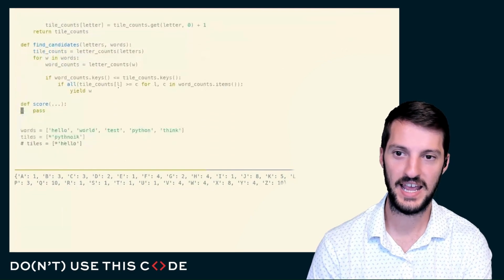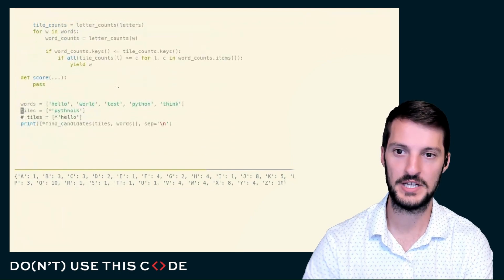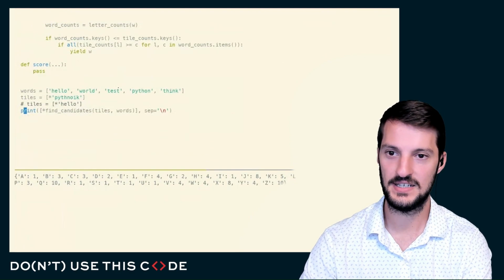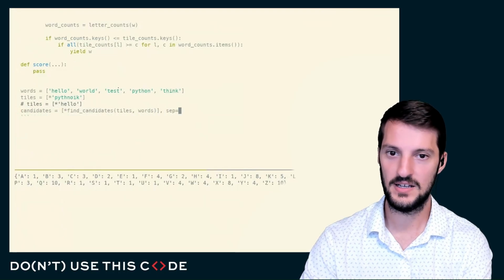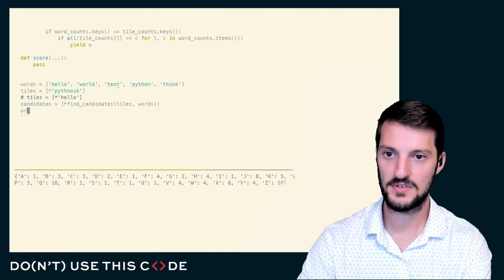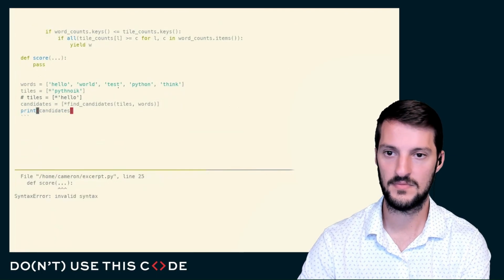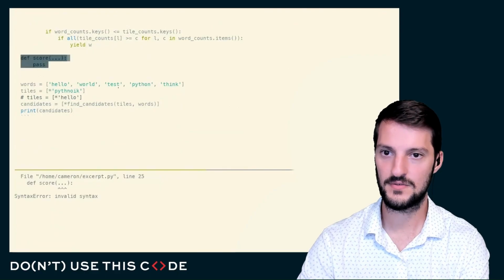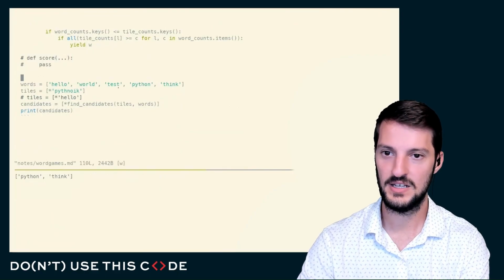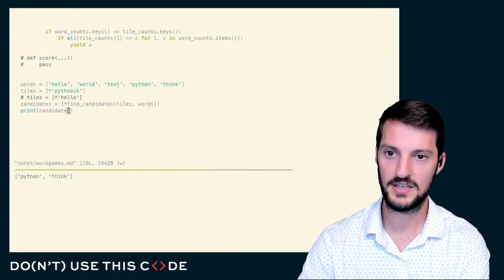So now that we have some idea of what our points are, I'm going to want to figure out how I can actually create a score for each of these possible candidates. So we'll say my candidates is equal to this list of values here, and I'll print those out just to remind us what's in here. Of course, we'll comment that out for now. So we have Python and think.